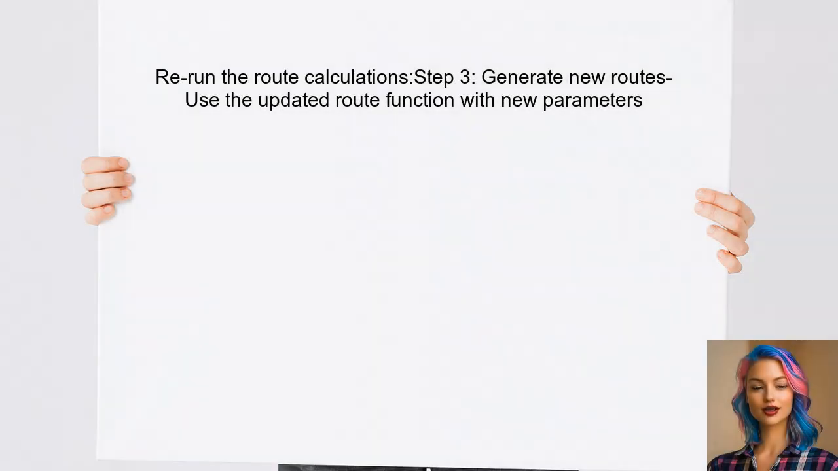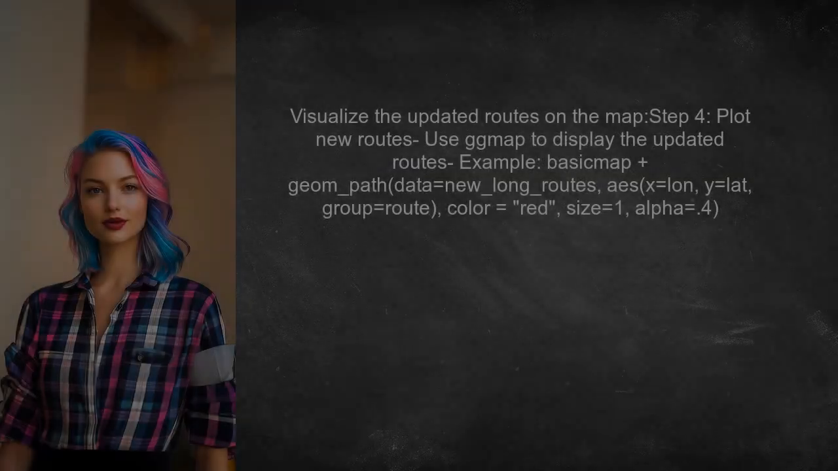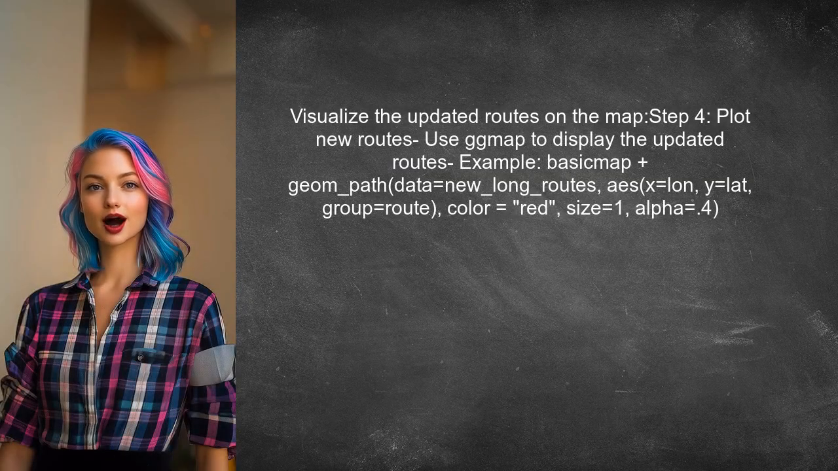After adjusting the parameters, the user should rerun the route calculations. This will generate new routes that are more aligned with the actual road paths. Finally, the user should visualize the updated routes on the map. They can do this by using the same ggmap function to plot the new routes.